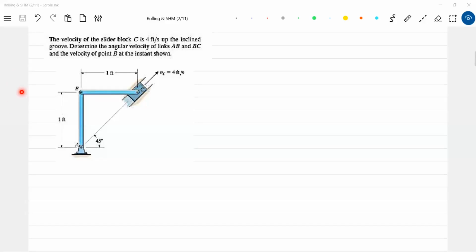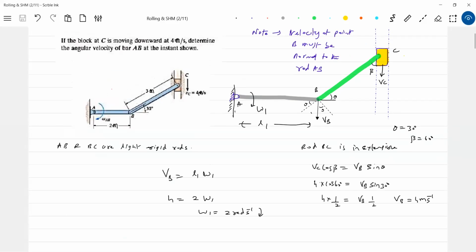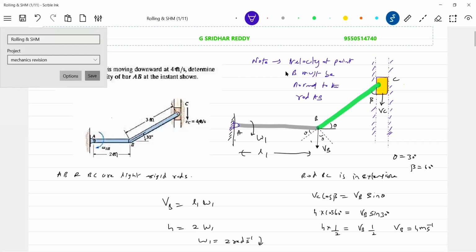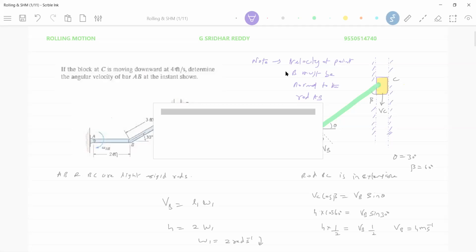It will change. We are talking about only that instant. The question is about that instant only. The angle theta will vary, because as this moves here, it will vary. All these are part of the syllabus. So don't think that it is only one rod; it can be anything.